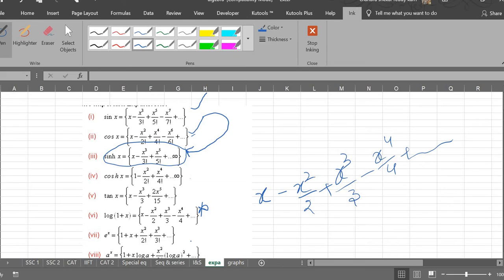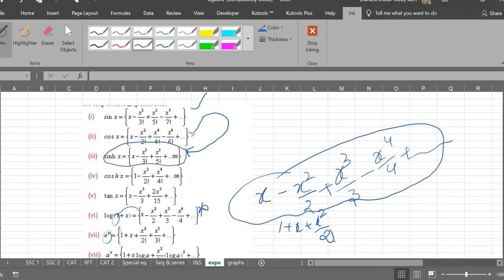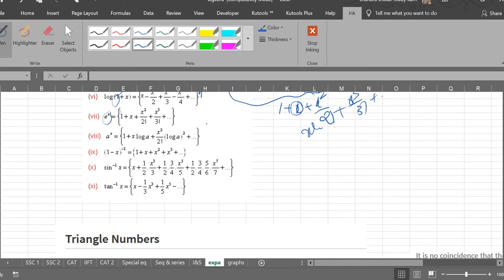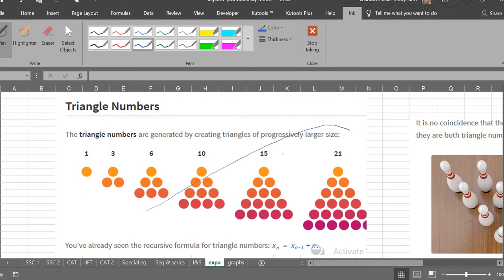e power x starts with 1. The irony is here you don't have 1 but it starts with 1. Here it's 1 but it doesn't start with 1. It's 1 plus x square by 2 factorial, and obviously log doesn't have a factorial, whereas e power x has a factorial, and so on. And a power x has x log a. In place of x you substitute x log a. From here you will know, right? 1 plus x square plus x cube plus so on. This is the triangle number.